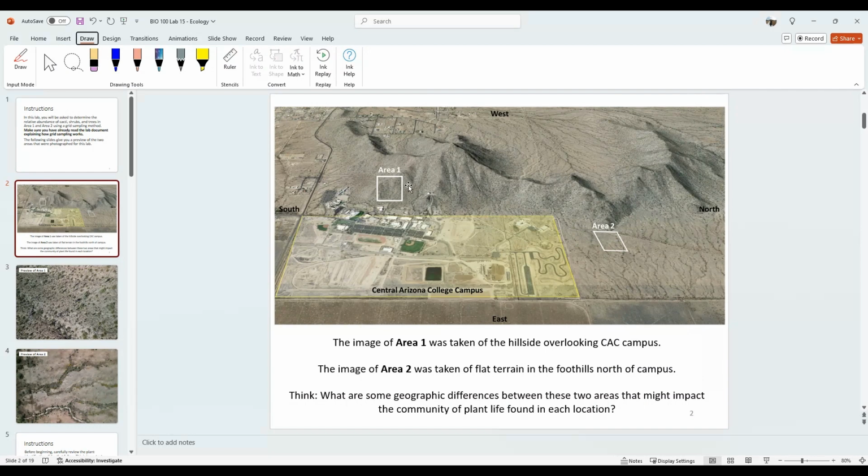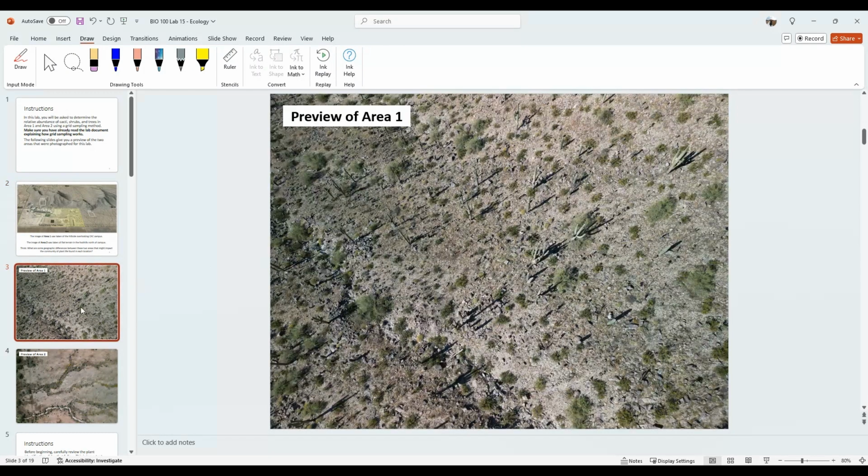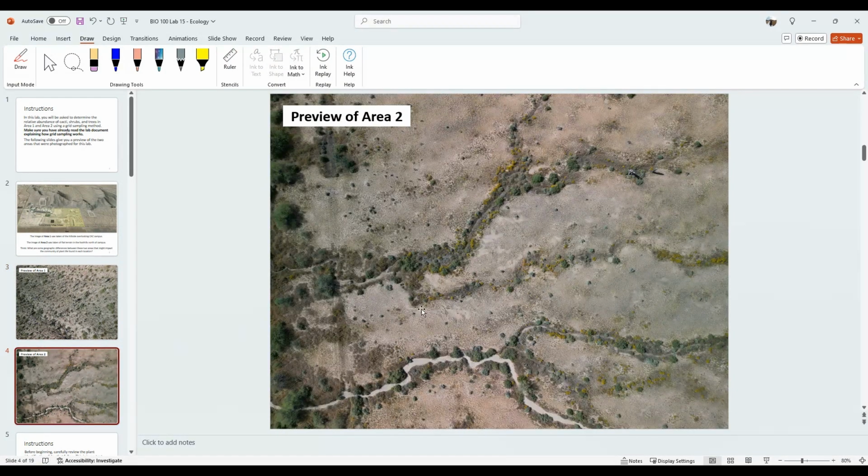So we have photographs, pretty detailed, high quality photographs of these two different areas. And we're going to be looking at those photographs and comparing the plant life in each of these two areas to determine which one is more biodiverse. And just to give you a preview of what those two areas look like, here's a shot of the hillside, and here's a shot of the flat wash area.